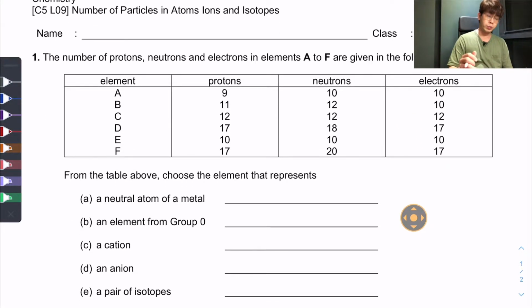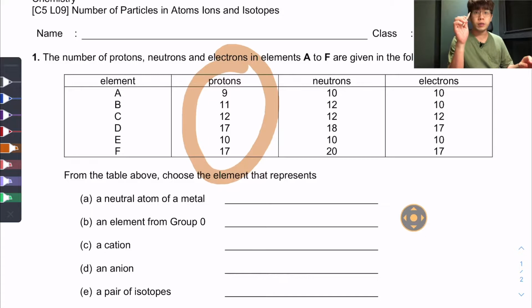In question number 1, we are given a list of particles as well as the number of protons, neutrons and electrons for each particle, and we are asked to identify certain things. In this type of question, we must focus our attention on the number of protons, because the number of protons will give you the identity of the element. So let's look at the first one. From the table above, choose the element that represents a neutral atom.